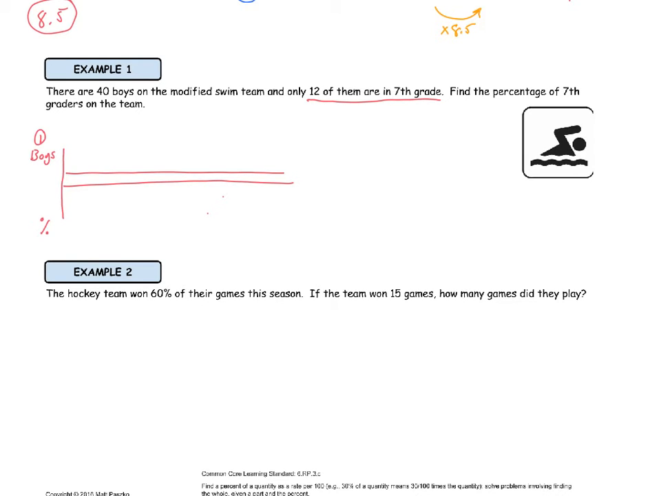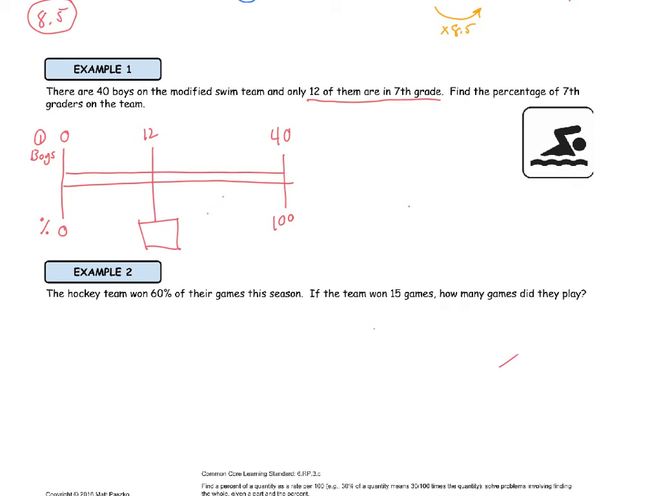So I set up the double number line so that boys are on top and percents are on bottom. I know that 0 boys represent 0% of the swim team. In this case, we need to find the percent. We know that there are a total of 40 boys. That represents 100% of all of the athletes on the team. We know that out of those 40 total boys, 12 of them are 7th graders. We want to find out that percentage.